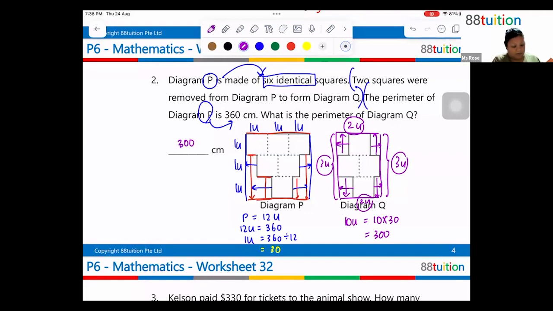Questions, anyone? Did you get something similar for your prelims? No? Okay.